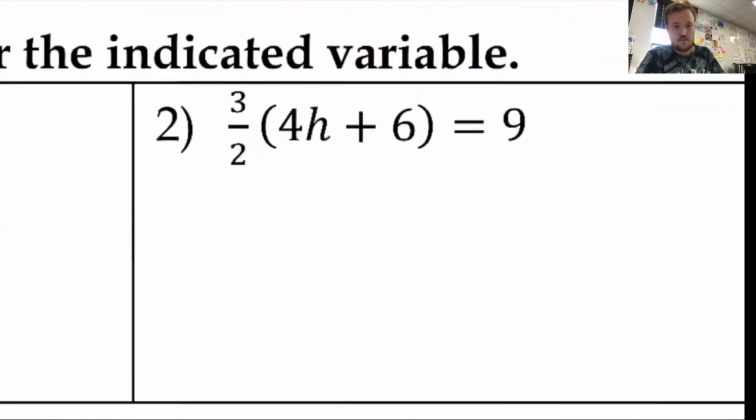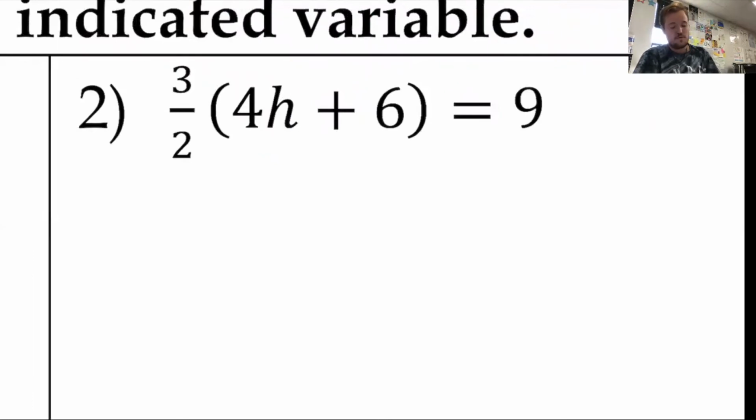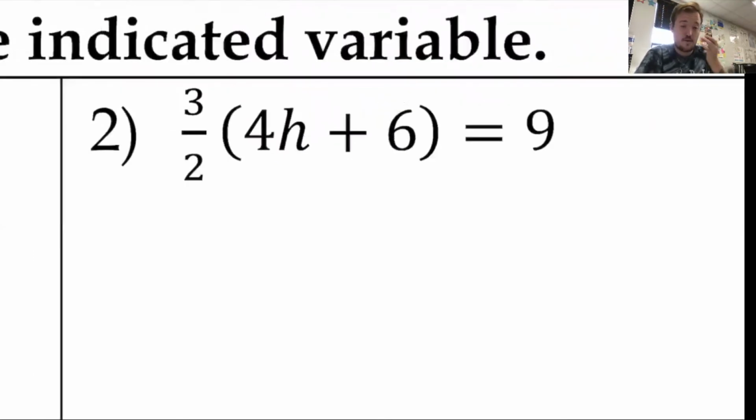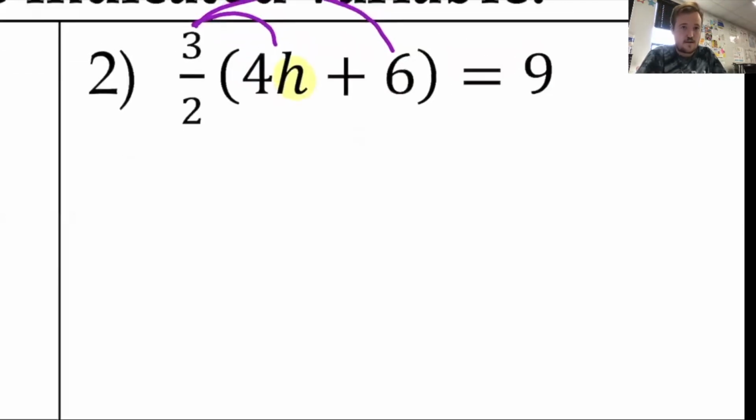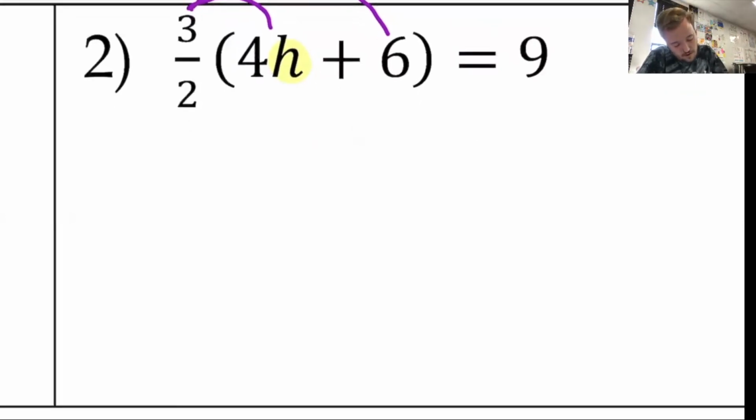Taking a look at the second one, this one's a little bit more involved. In this case, we have that 3 halves on the outside of the parentheses, and we want to solve for h. So what I'm going to do is distribute that 3 halves. I need to distribute it to everything inside the parentheses. So I'm going to have 3 halves times 4h and 3 halves times 6, and that's going to equal 9.